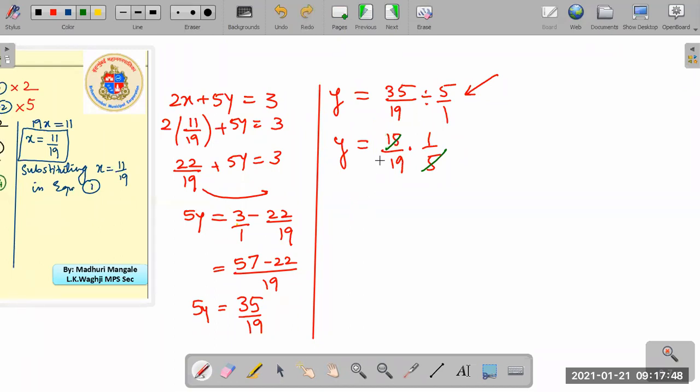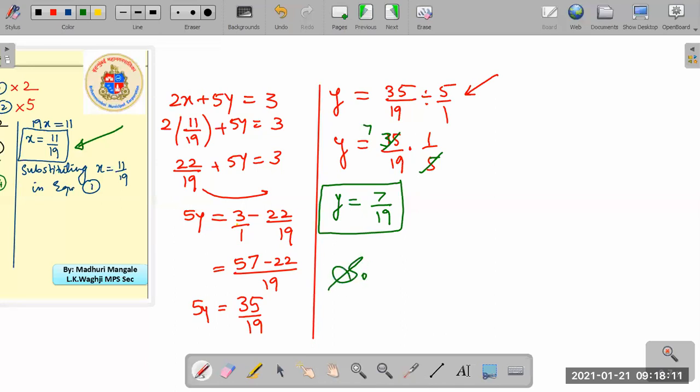Just a minute. Students are raising their hands, and in between there was some pop-up on 35, so I couldn't see it. This is 35 over here. So cross out the common factors. So 5 times 1 and 5 times 7. So we are left with y equals to 7 over 19. This is the value of y. And here you can see the value of x. So what will be the solution? Solution to be written in x comma y format. X is 11 over 19 and y is 7 over 19.